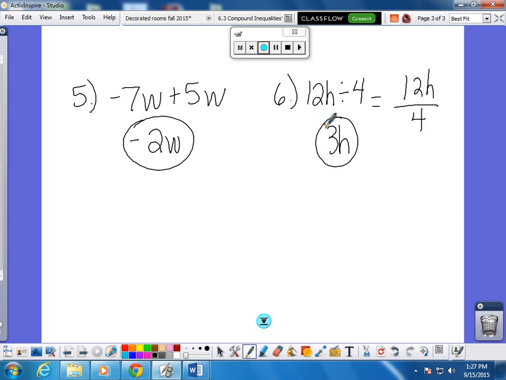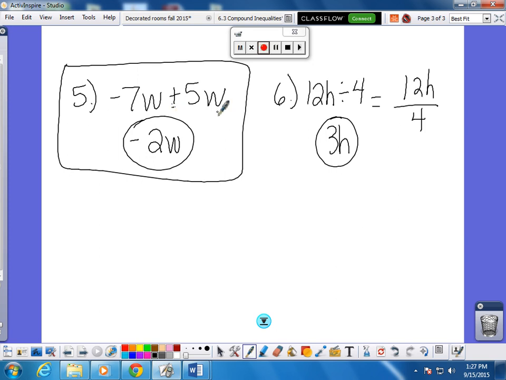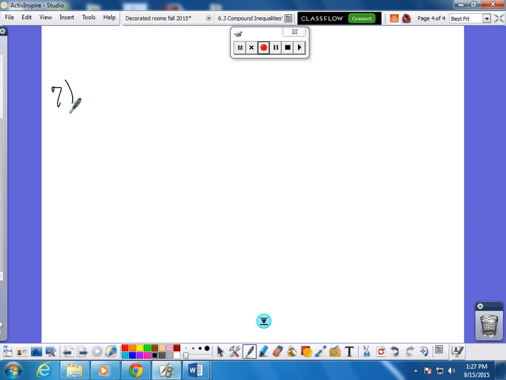To be honest, this problem right here was commonly missed. You know what people put? 12W. You know why? Because they thought that symbol told them to add. But that symbol just means that 5W is positive, 7W is negative. Different signs, you do what? Subtract. All right, going on to number 7.